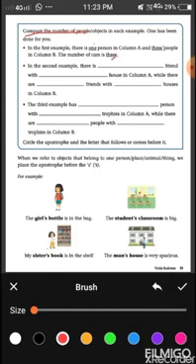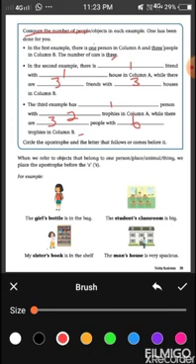In the second example, there is one friend with one house in column A, while there are 3 friends with 3 houses in column B. The third example has one person with 2 trophies in column A, while there are 3 people with 6 trophies in column B.